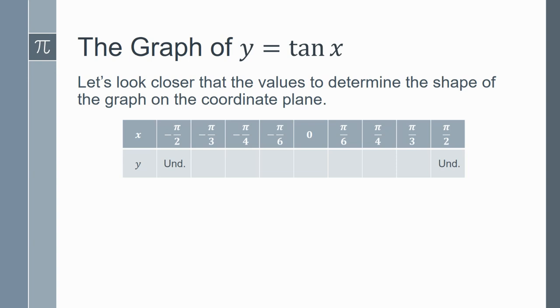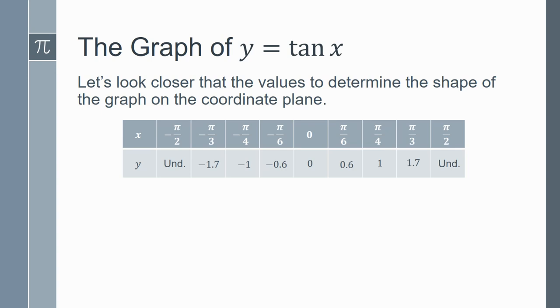So think about looking back at your unit circle. If I was to divide the second number in the ordered pair by the first, at negative pi over 3, it's approximately negative 1.7. At negative pi over 4, when you divide, you'll get negative 1. At negative pi over 6, you'll divide and get negative 0.6. At 0, you get 0. Moving towards those positive numbers, when we take sine and divide it by cosine, we get positive 0.6. At pi over 4, we get 1. At pi over 3, we get 1.7.